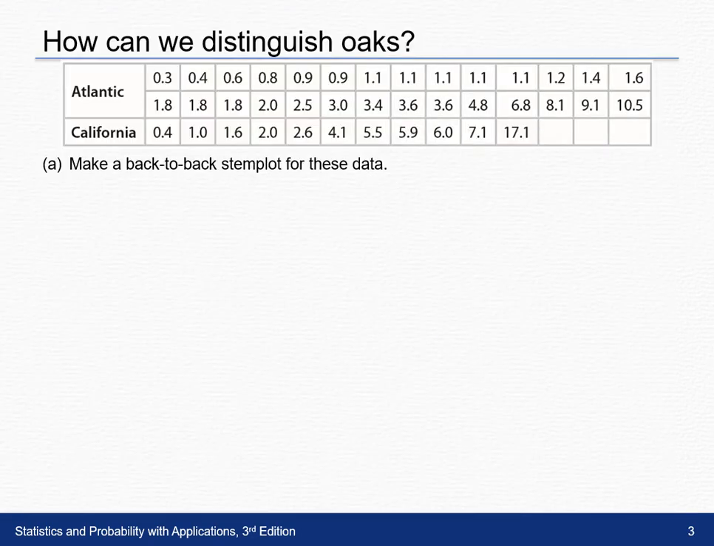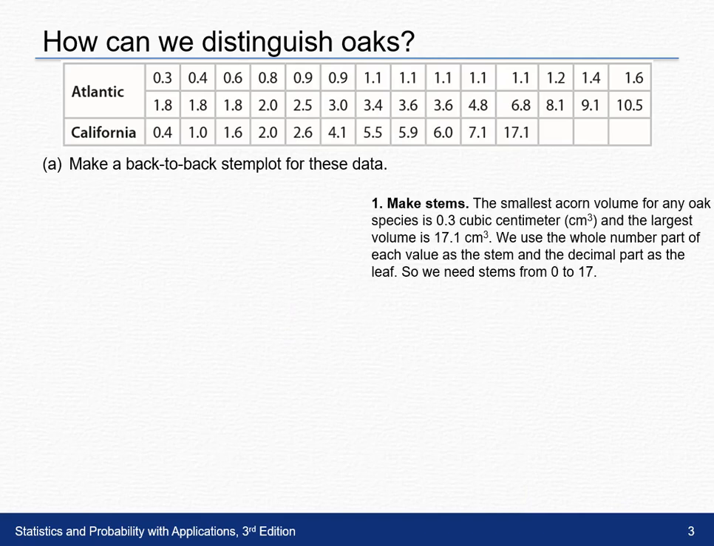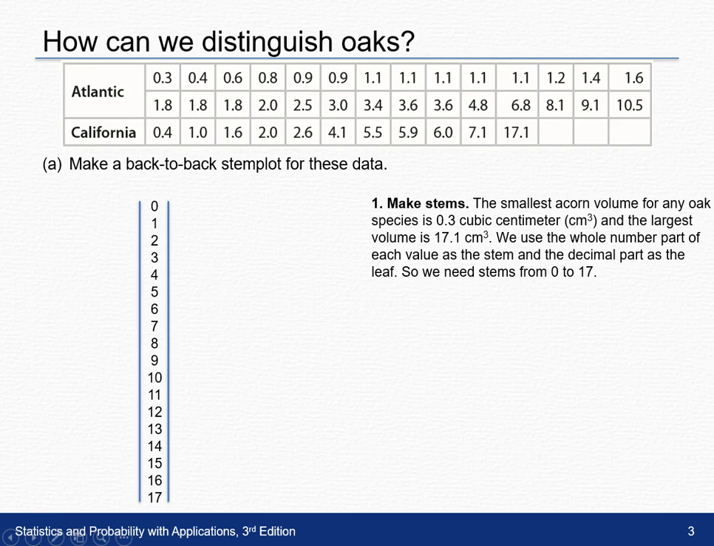So in Part A, making the back-to-back stem plot. What we first want to do is make the stems. To make the stems, you want to look at both lists of data and figure out your minimum and your maximum. So the overall minimum is 0.3 cubic centimeters, and the overall maximum comes from the California trees at 17.1. So we're going to set up our stems to go from 0 all the way up to 17. Then on each side, we're going to put the Atlantic coast values and the California coast values.